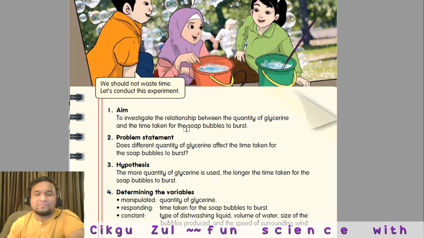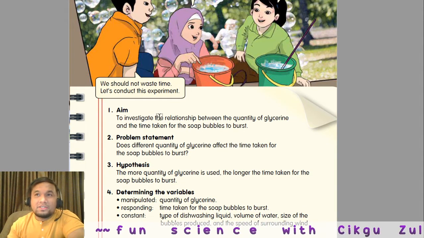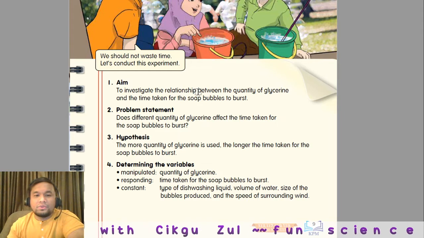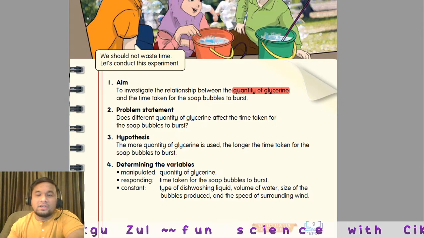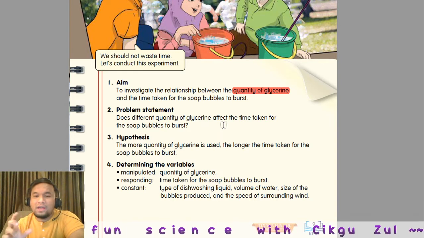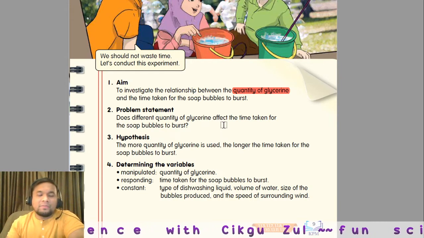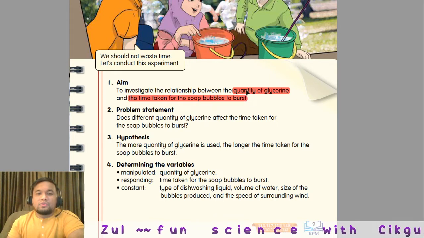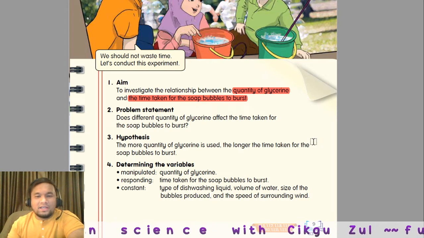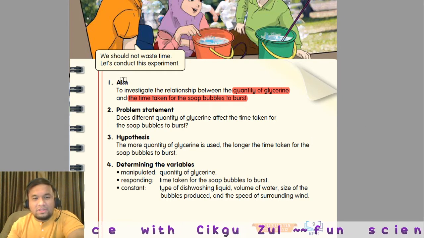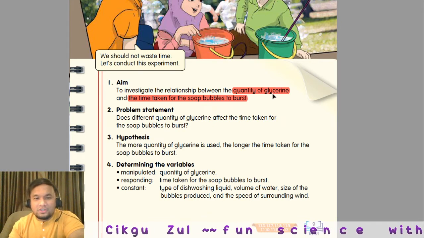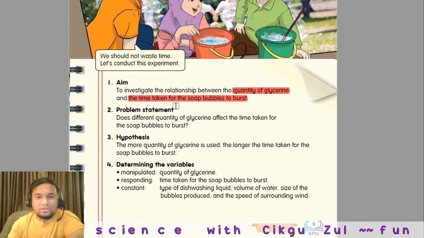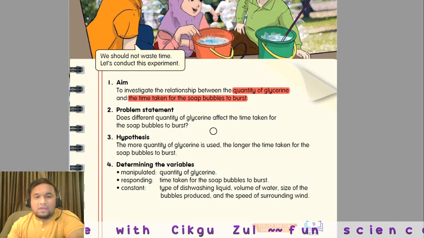Okay, so let us read. The aim of investigation. Aim to investigate the relationship between the quantity of glycerin, jumlah ataupun quantity glycerin, and the time taken for the soap bubbles to burst. Dua ni dia nak uji apa kaitan dia. Inilah tujuan dia, tujuan eksperimen ini. Okay, so quantity of glycerin is what we control, and the time taken for the soap bubbles to burst, time taken, is the result of experiment.